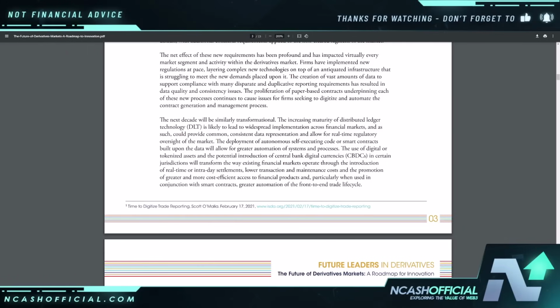The deployment of autonomous self-executing code, or smart contracts, built upon the data will allow for greater automation of systems and processes, the use of digital or tokenized assets, and the potential introduction of CBDCs in certain jurisdictions will transform the way existing financial markets operate through the introduction of real-time or intraday settlements, lower transaction and maintenance costs, and the promotion of greater and more cost-efficient access to financial products, and particularly when used in conjunction with smart contracts, greater automation of the front-to-end trade lifecycle.